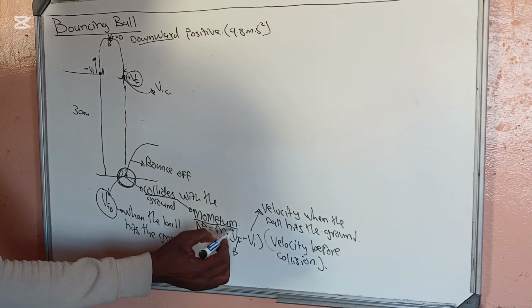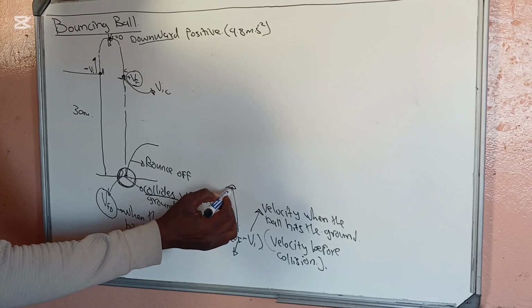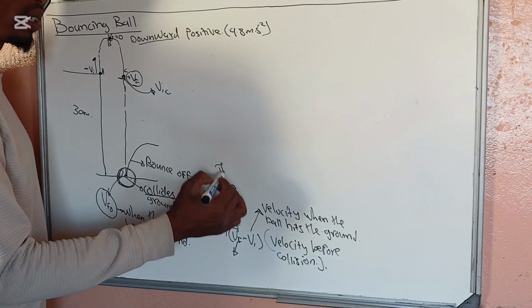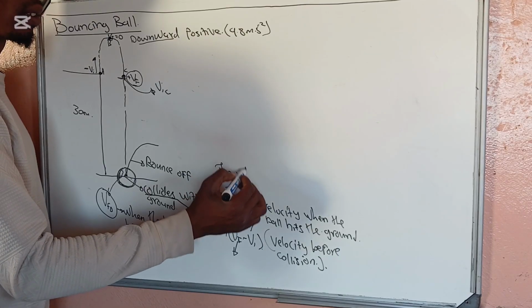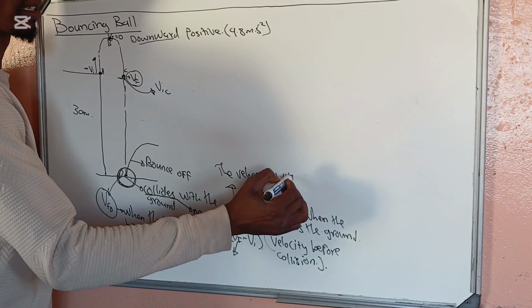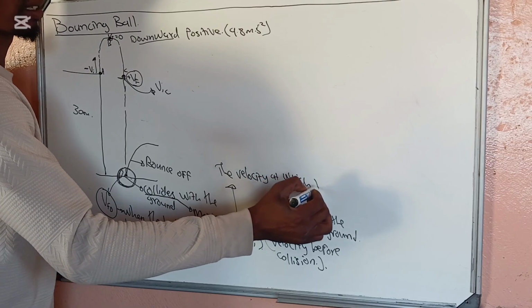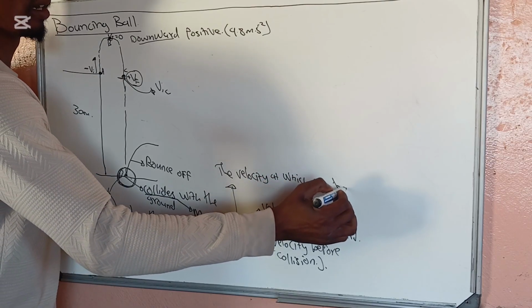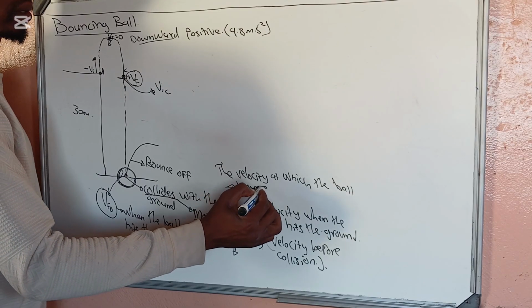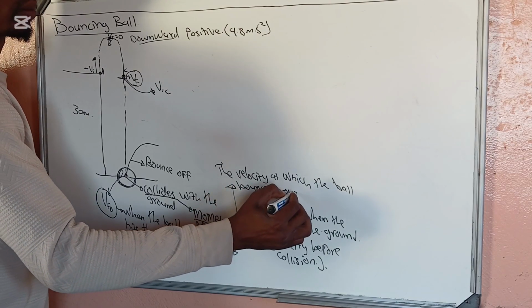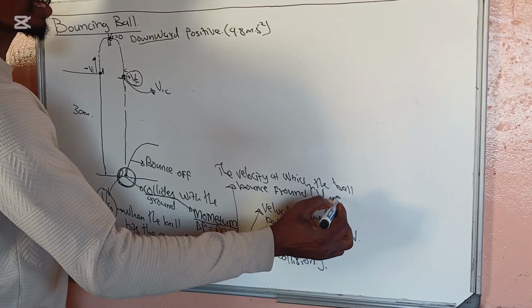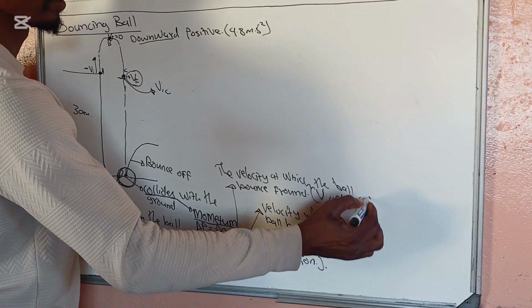Now, what is this one? The Vf. Your final velocity will be the velocity at which the ball bounces from the ground. That is V after collision.